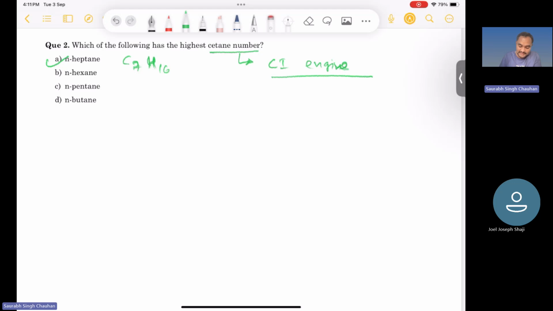Similarly, you can write it for hexane. It should be C6H14. And for butane, it will be C4H10, and pentane it will be C5H12. So this C7H16 has the highest cetane number among these fuels. So this is a good CI engine fuel.